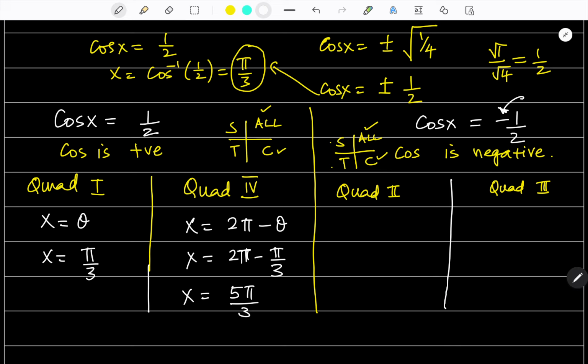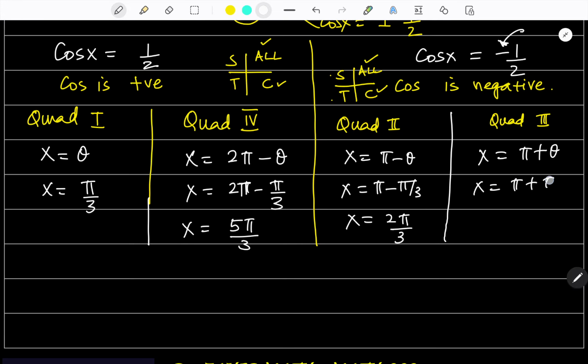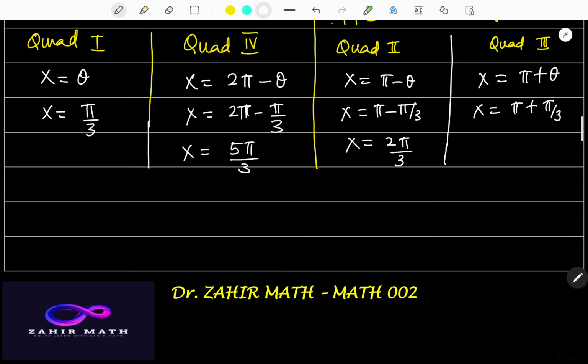Now what is the formula for quadrant 2? x equals pi minus theta. So x equals pi minus pi by 3, so x equals 2 pi by 3. Quadrant 3, sorry, what's the formula? x equals pi plus theta. So x equals pi plus pi over 3, so x equals 4 pi over 3.